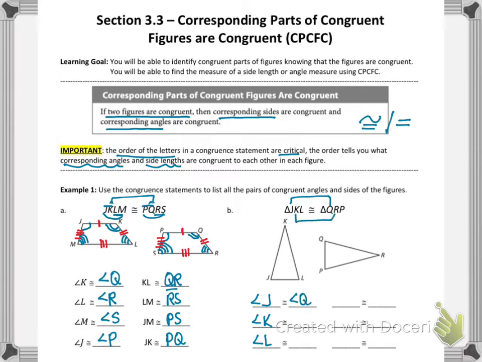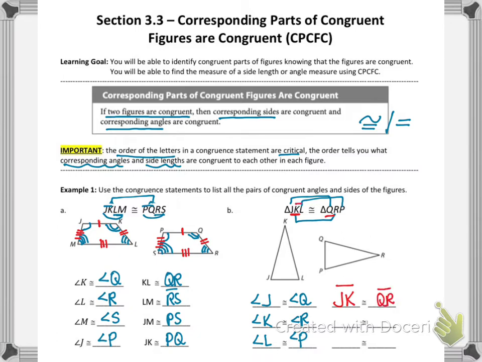K is going to go with R, and L is going to go with P. Now with sides, if I go up here and I go 2 at a time to name the sides, I could say JK, that side, is congruent to QR.